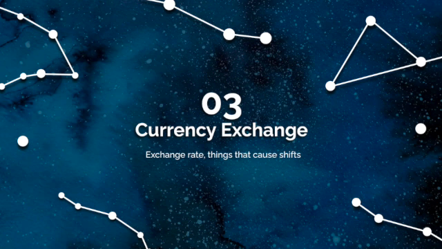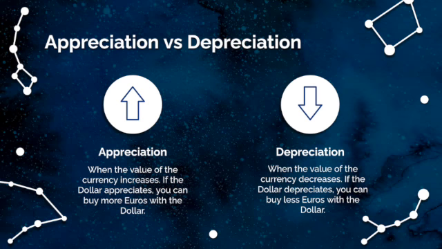This is part 3, which is currency exchange. We're going to talk about exchange rate and things that cause shifts. So appreciation is when the value of a currency increases. If the dollar appreciates, then you can buy more euros with a dollar. That basically means that the dollar is worth more. Depreciation is when the value of the currency decreases. If the dollar depreciates, you can buy fewer euros with a dollar, so its value is worth less.